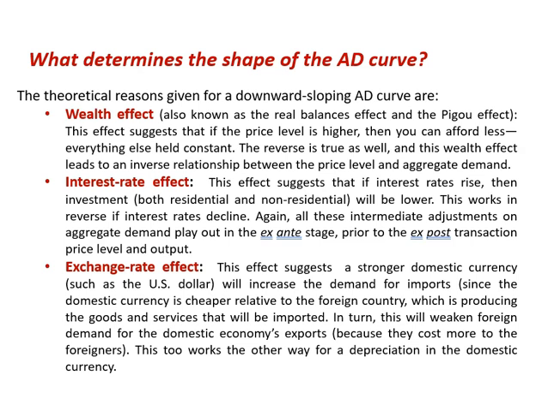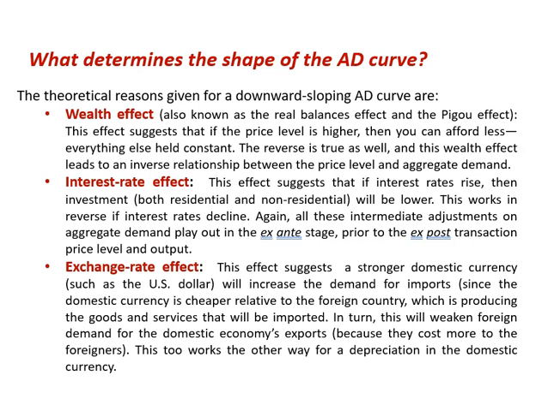What determines the shape of the aggregate demand curve? The theoretical reasons given for a downward sloping AD curve are: 1. Wealth effect, also known as the real balances effect and the Pigou effect. This effect suggests that if the price level is higher, then you can afford less, everything else held constant. The reverse is true as well, and this wealth effect leads to an inverse relationship between the price level and aggregate demand.